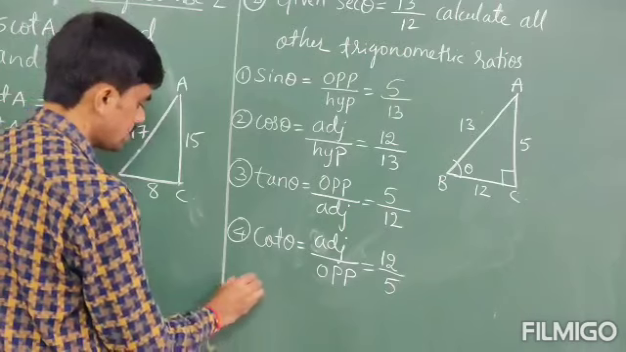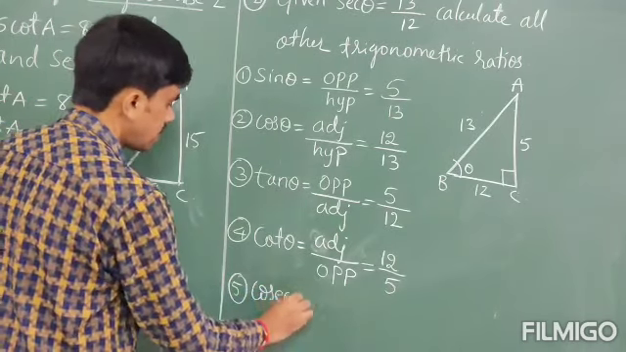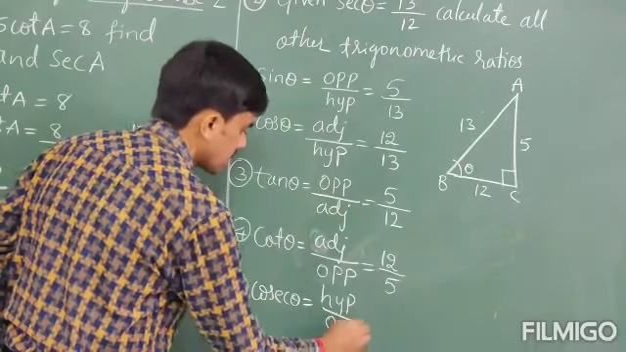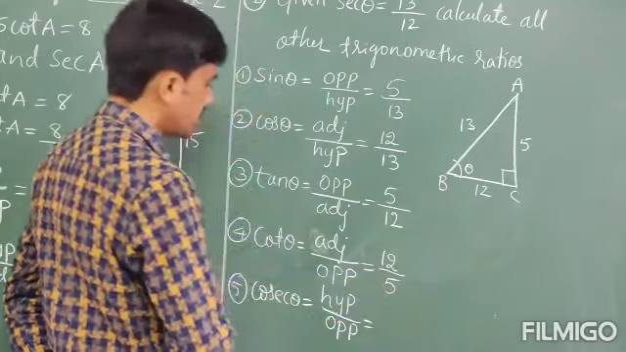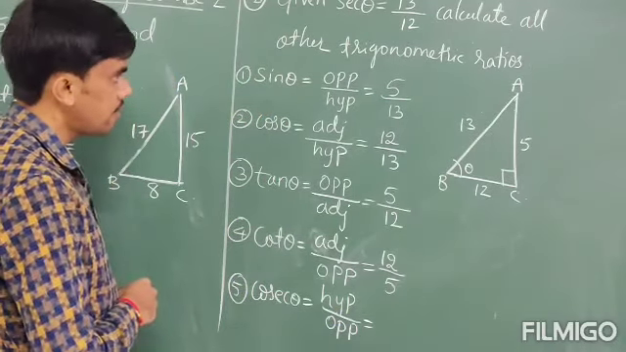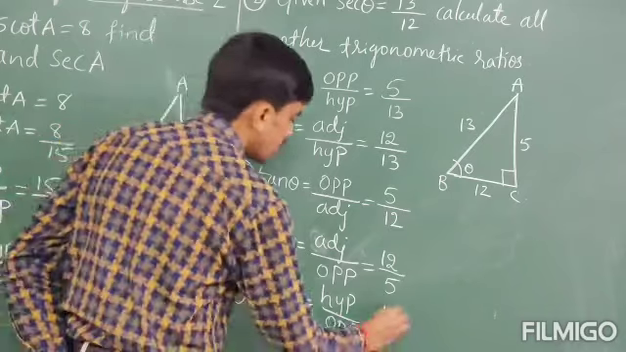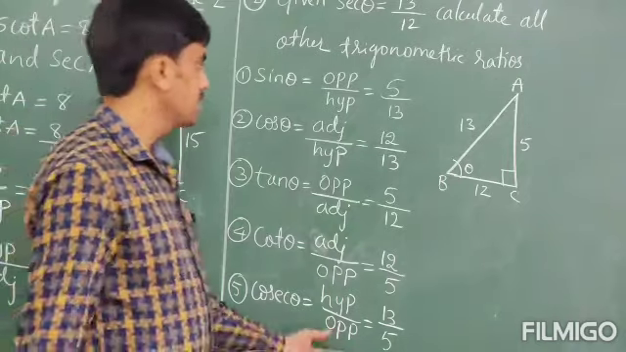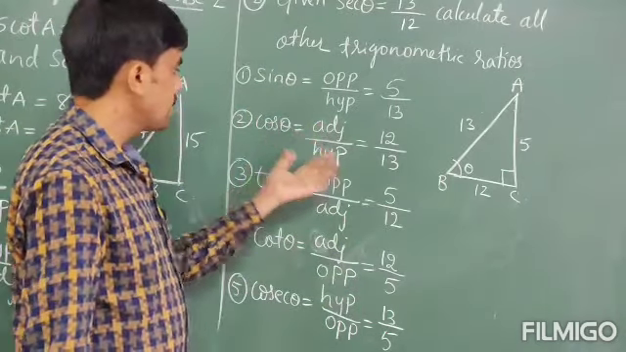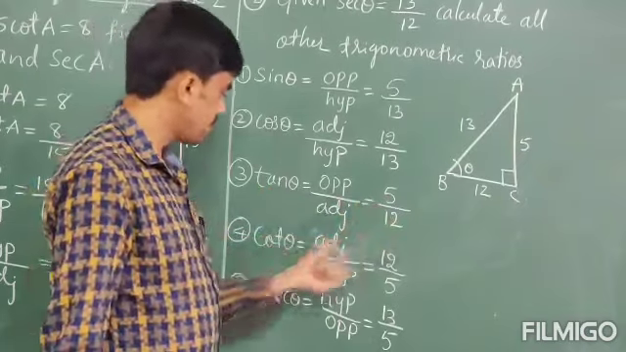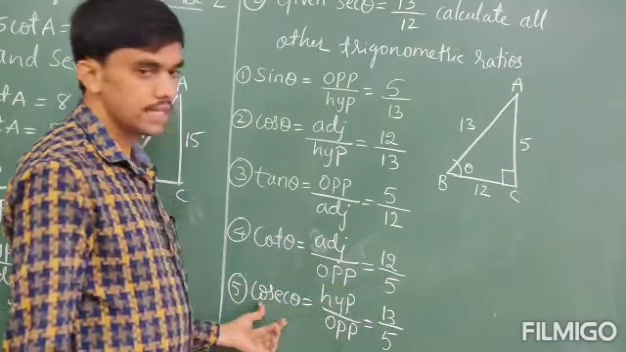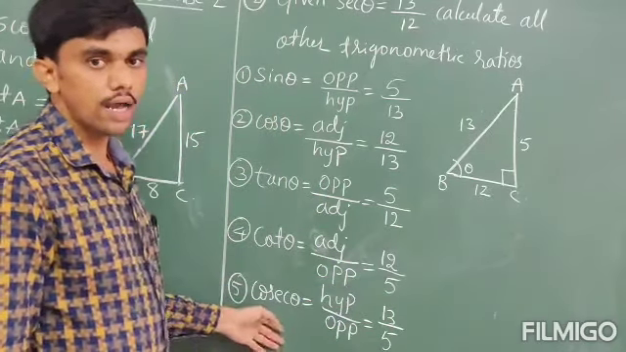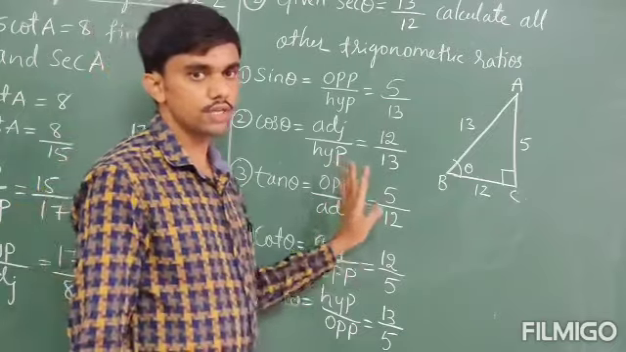Last one, cosecant theta. Cosecant theta is equal to hypotenuse divided by opposite side. So the value of cosecant theta is 13 divided by 5, because hypotenuse is 13, opposite side is 5. Therefore sin theta is 5 by 13, cos theta is 12 by 13, tan theta is 5 by 12, cot theta is 12 by 5. Finally the cosecant theta is 13 by 5. So these are the values of all other 5 trigonometric functions.